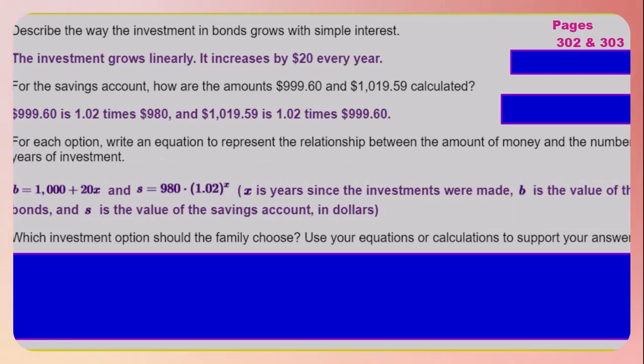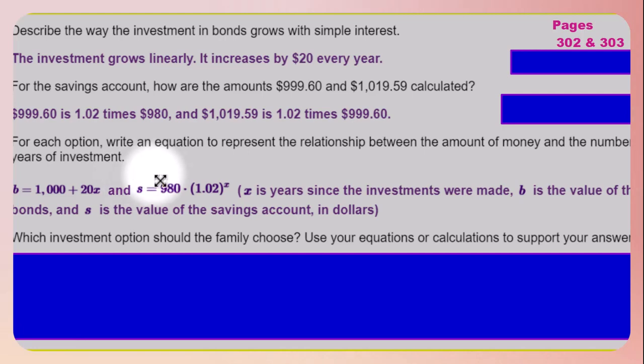For each option, write an equation to represent the relationship between the amount of money and the number of years of investment. We've already kind of talked about this a little bit. The first one is linear. So we start with the initial amount, and then our increase is $20 each year, so 20x. Y equals mx plus b, where the rate of increase or the slope is 20, and b is the initial amount.